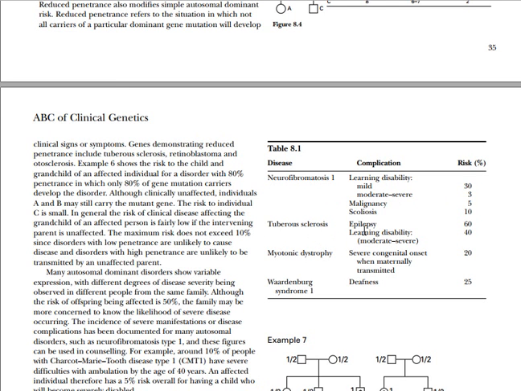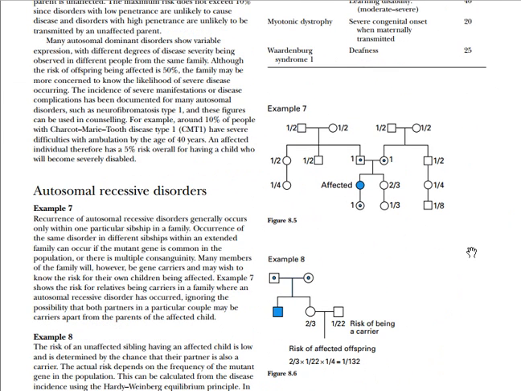Now, tuberous sclerosis. So what is tuberous sclerosis? In tuberous sclerosis, the complications are epilepsy and learning disability, mild to moderate to severe. You have myotonic dystrophy, severe congenital onset with maternal transmission. You have Waardenburg syndrome, deafness. All of them have their particular risk of transmission. So now let's visualize example 7.